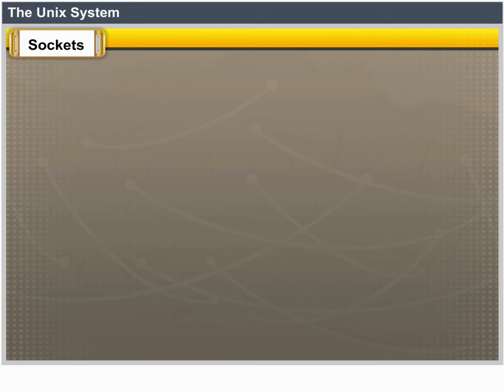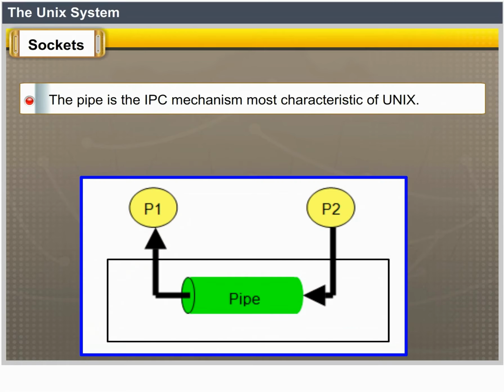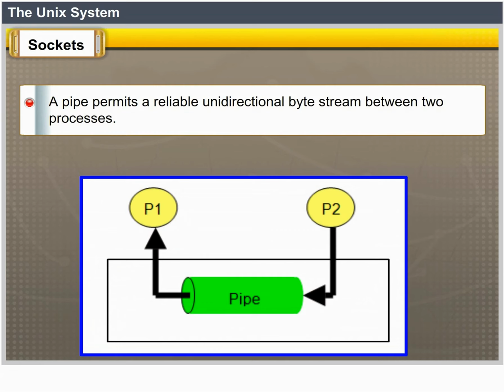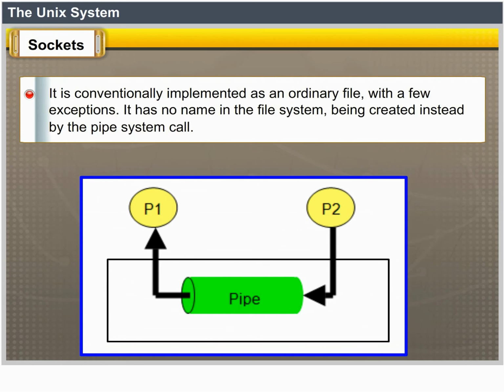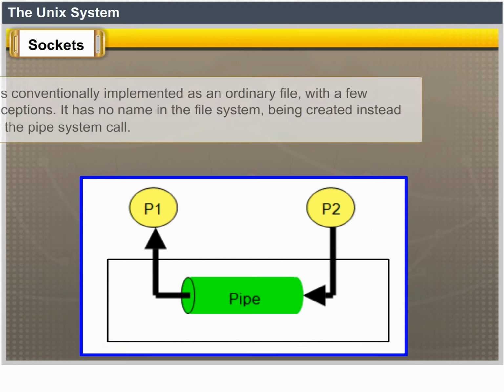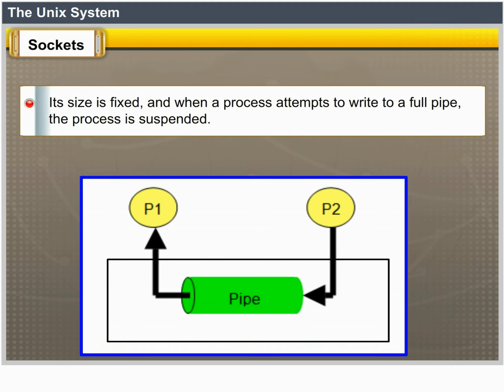Sockets. The pipe is the IPC mechanism most characteristic of Unix. A pipe permits a reliable unidirectional byte stream between two processes. It is traditionally implemented as an ordinary file with a few exceptions. It has no name in the file system, being created instead by the pipe system call. Its size is fixed, and when a process attempts to write to a full pipe, the process is suspended.